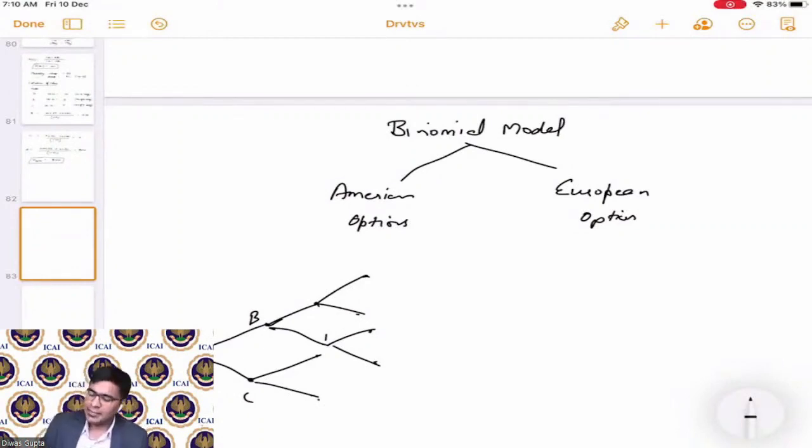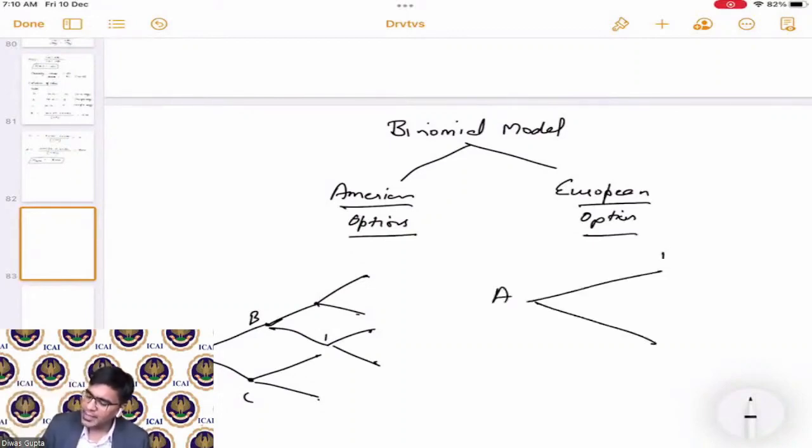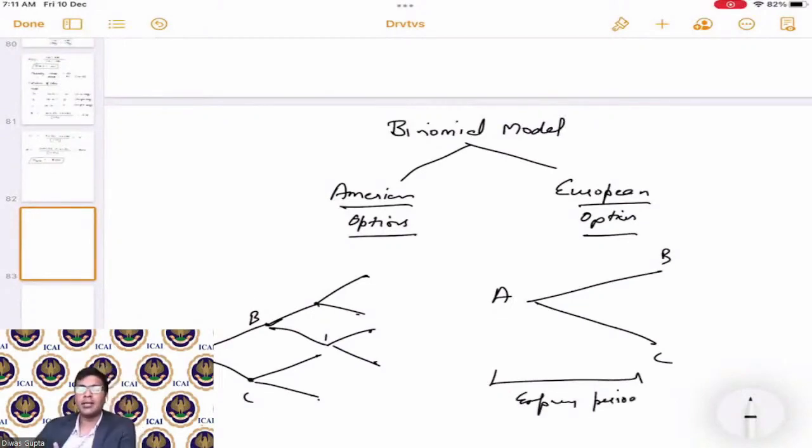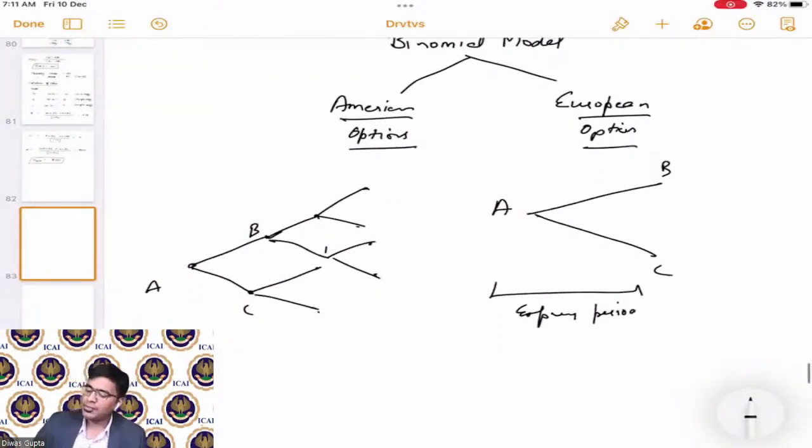Hence, in American options, the valuation technique says that, see, European says what is the value at the end of the expiry. So in that case, node A and node B and C, this will be the expiry period. So B and C will be the end of the expiry date. But in case of an American option, this will be the expiry period. Correct?